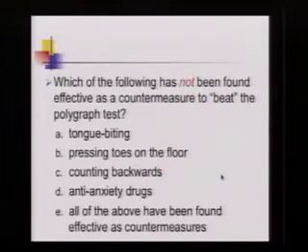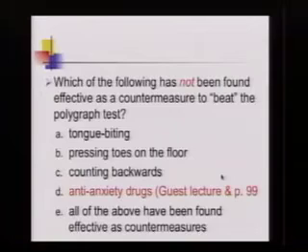Okay. Do you have a question? Which of the following has not been found effective as a countermeasure to beat the polygraph test? Certainly Ian talked about this, and it's in your textbook as well. So what is not effective? Some of these are. And this is another hint: if you're not sure of an answer, often, if you go through the whole exam, there might be another question relating to countermeasures that will actually provide you with the answer on the exam, not here. So what? D? D as in dog? Well, of course I'd pick D.